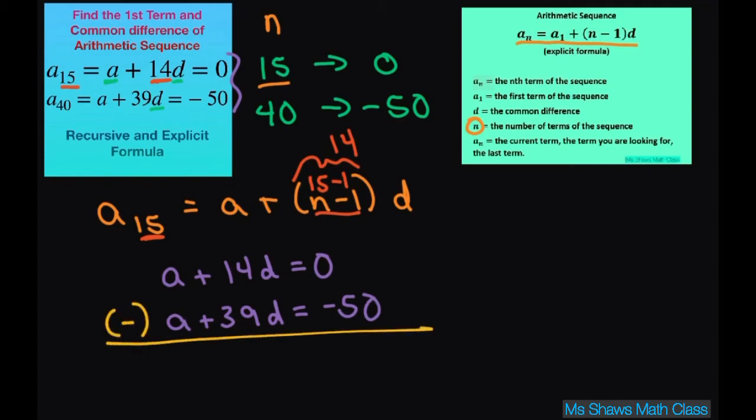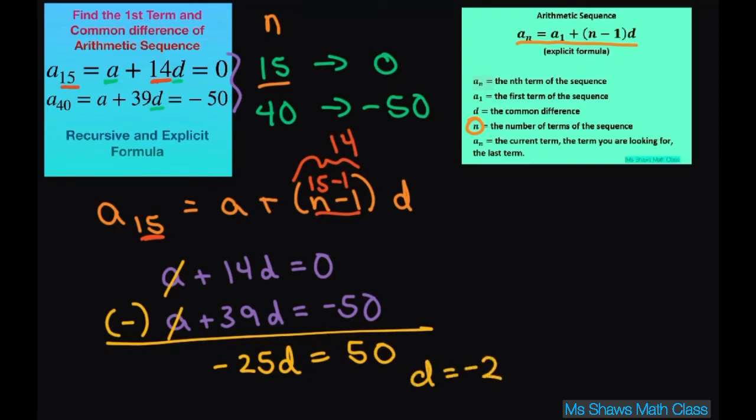I'm going to use elimination and eliminate the a by subtracting. So if I subtract 14d minus 39d, that's negative 25d. And 0 minus a negative 50 is going to be positive 50. So d is negative 2.